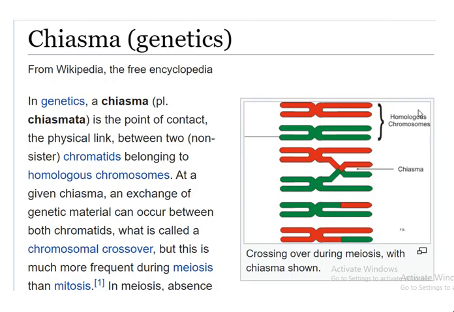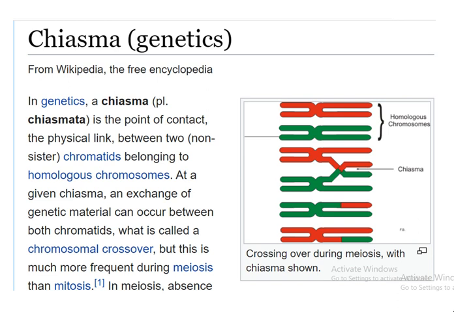Okay. I think you can see the slide. Here, the word chiasma is made to be understood, to be understandable. It is a term in genetics. Chiasma. In plural form, it is chiasmata. In genetics, it is a point of contact, the physical link between two non-sister chromatids belonging to homologous chromosomes. That is, the point of contact is important here.